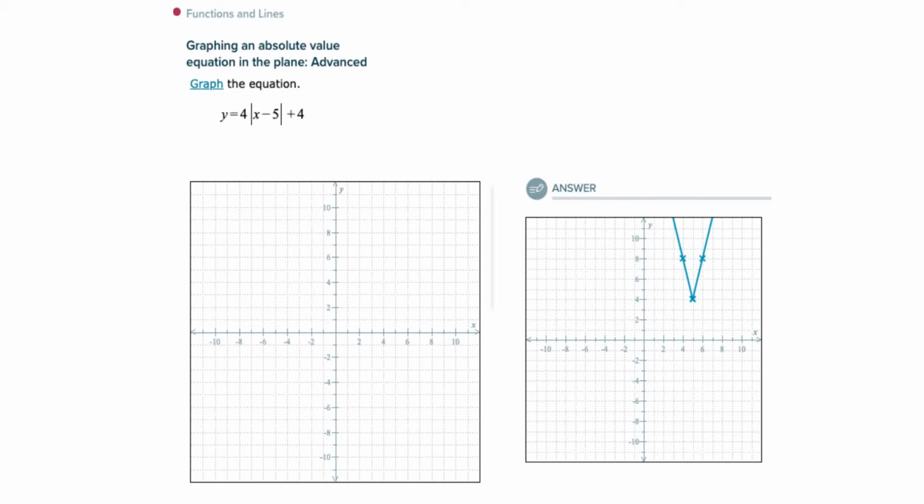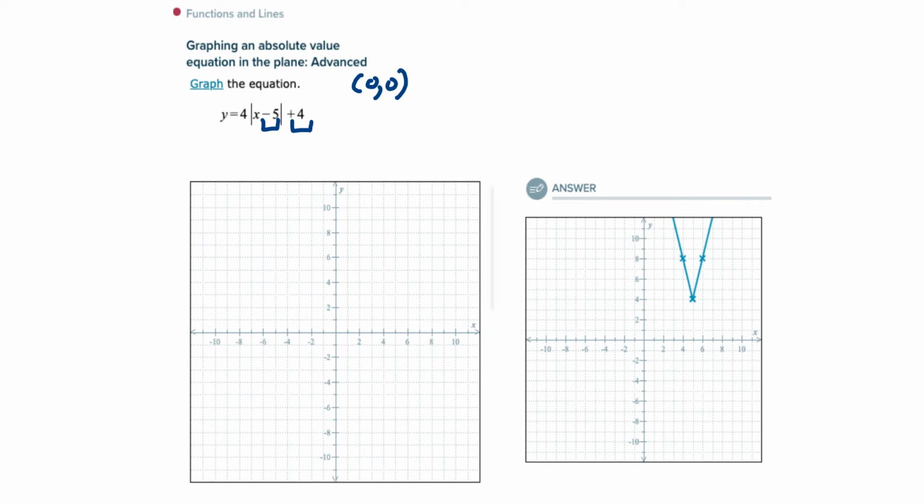Alright, so here it says graph an absolute value equation in a plane, advanced. Graph the equation y equals 4 absolute value x minus 5 plus 4. Now you could just go ahead and plug in x values, but we know absolute values originally start at 0, 0. So I would be paying attention to what these two things tell us right here on how to move our graph.